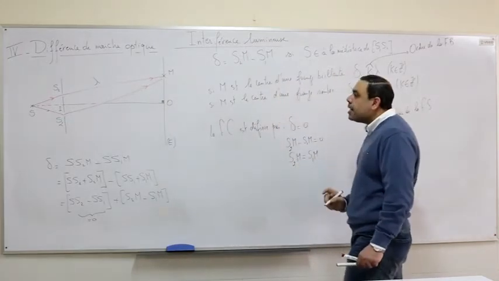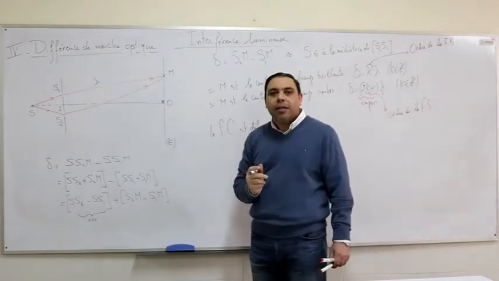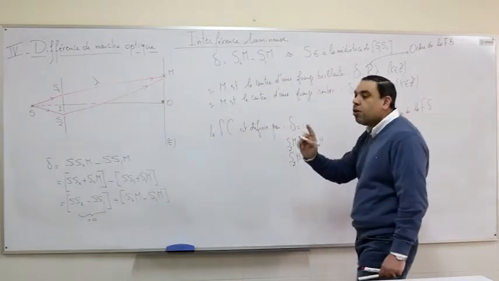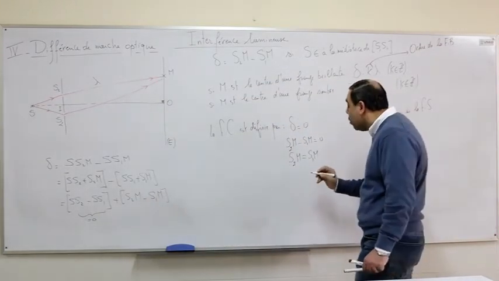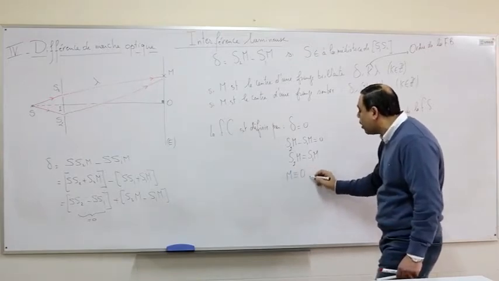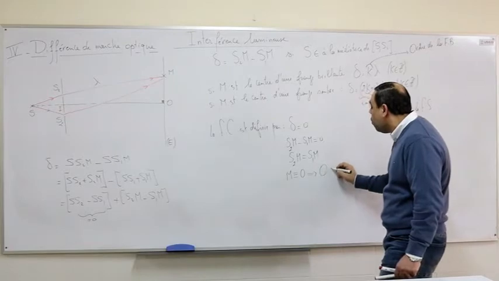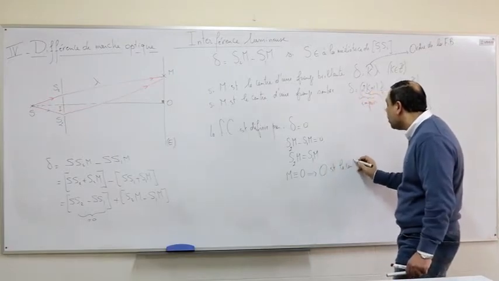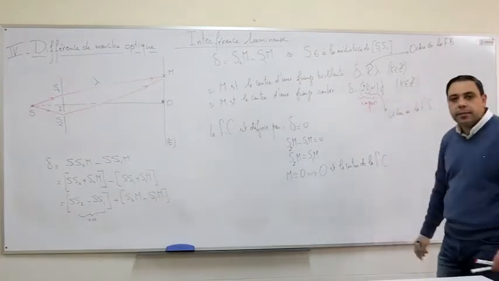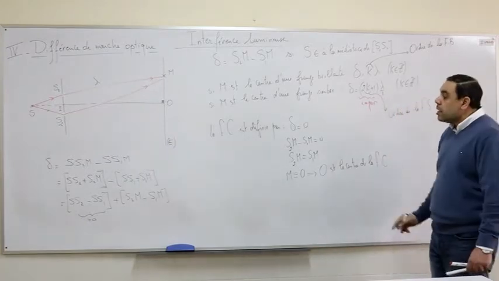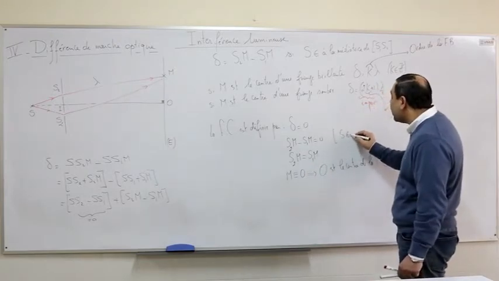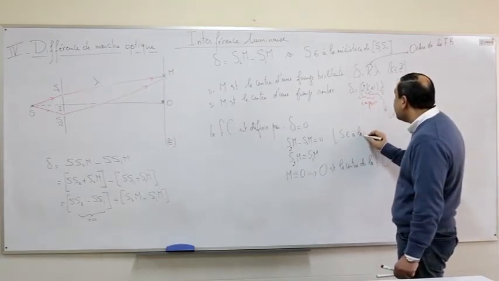This point is O, because O is equidistant from S1 and S2. Thus M is confounded with O, and therefore O is the center of the central fringe. This is in the case where S belongs to the perpendicular bisector of S1, S2.